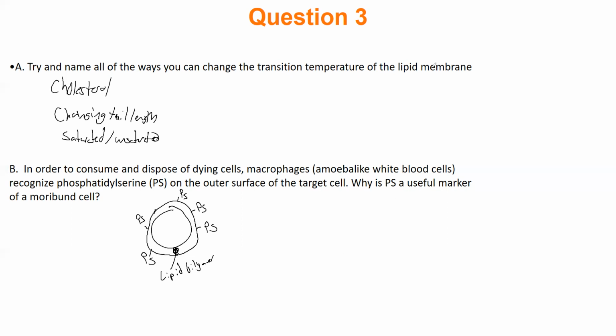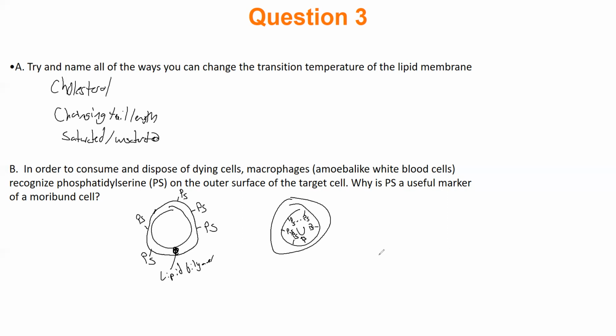Well, the idea here is in normal healthy cells. Normal healthy cells have PS in their membranes, this phosphatidylserine, but it is only found on the inner membrane, right? It's never pointing outside of the cell, because if it was pointing outside the cell, that cell would die.